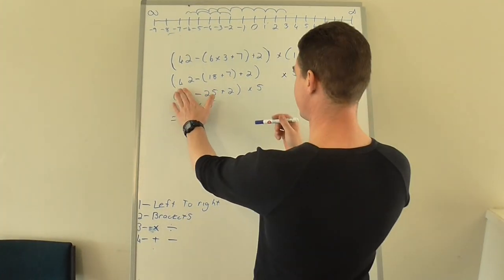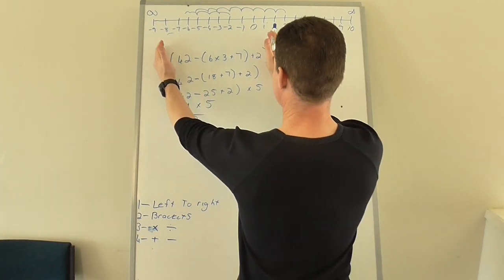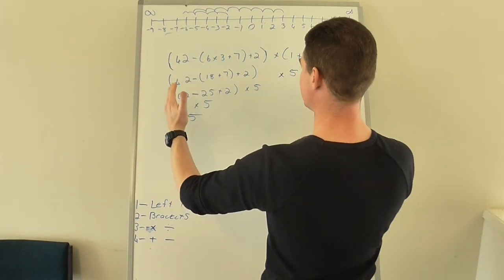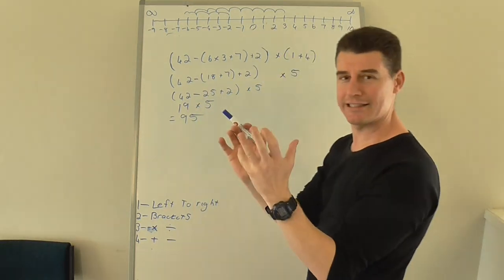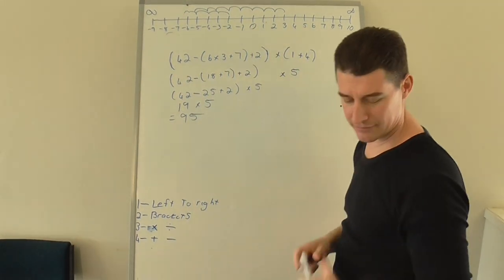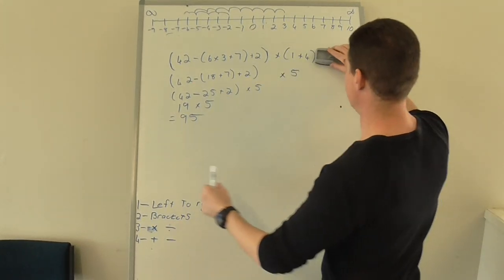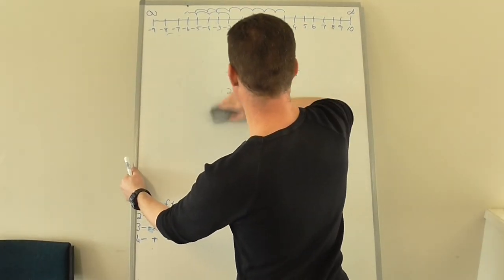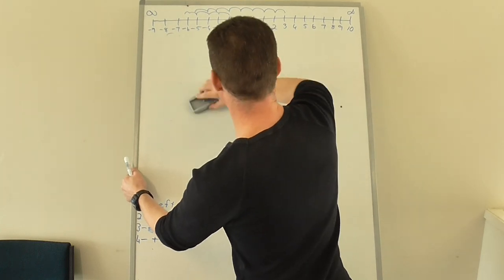So just remember, start left to right. And if there's a bracket within a bracket, first do the bracket in the bracket, because that is the rule. And you just follow it like that. Okay. But practice it and email me if you've got questions.